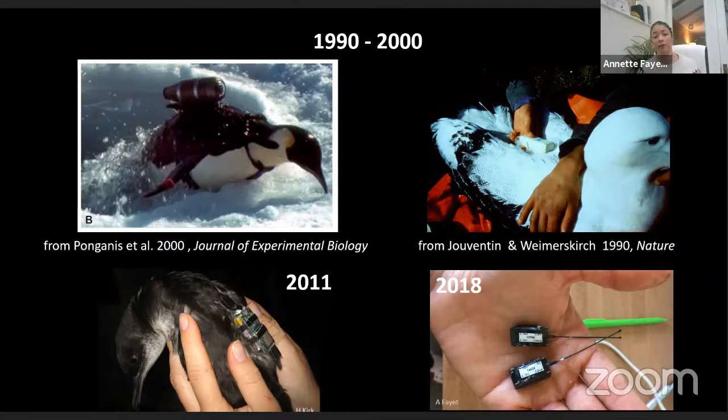However, if you've ever left the GPS on your phone for a very long time, you will have realized that it drains the battery pretty quickly. And so the problem is that if we want to study the non-breeding movements of seabirds when they're out at sea for maybe 8 months, this sort of technology cannot work because the batteries would need to be too big.